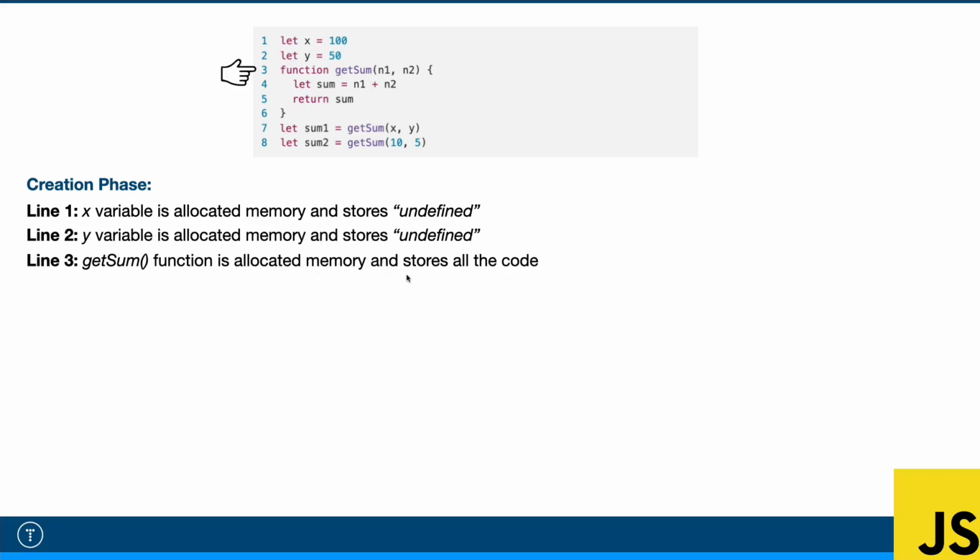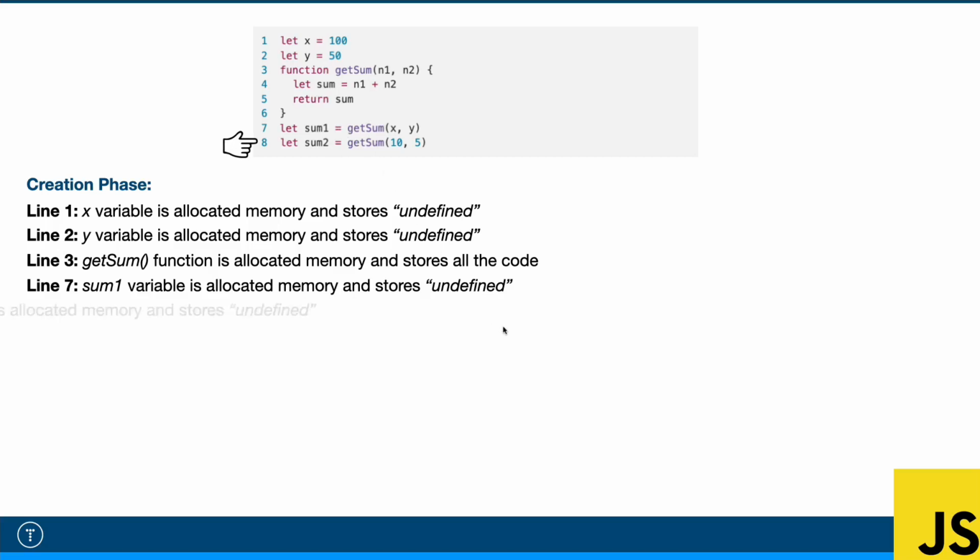I think I might have said that. All the code within the function gets stored to memory. It doesn't get executed, it just gets put in memory for now. And then it's going to skip to line 7, where sum1 is going to get allocated to memory, stored as undefined. Remember, we're not executing anything yet, so the functions don't get executed. We're simply putting the variables into memory. Same thing with sum2, that's put into memory, stored as undefined.